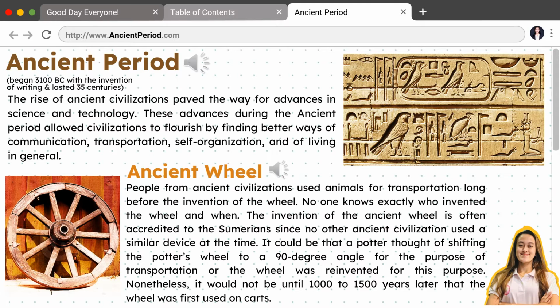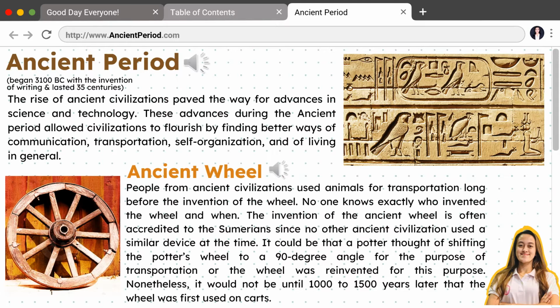These advances during the ancient period allowed civilizations to flourish by finding better ways of communication, transportation, self-organization, and of living in general. Its inventions include the ancient wheel. People from ancient civilizations used animals for transportation long before the invention of the wheel. No one knows exactly who invented the wheel and when.